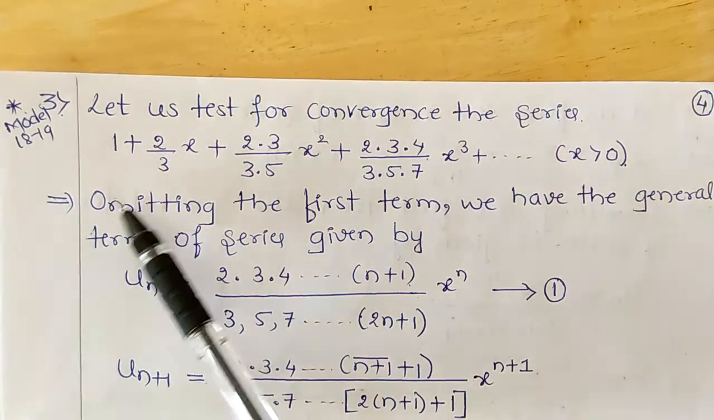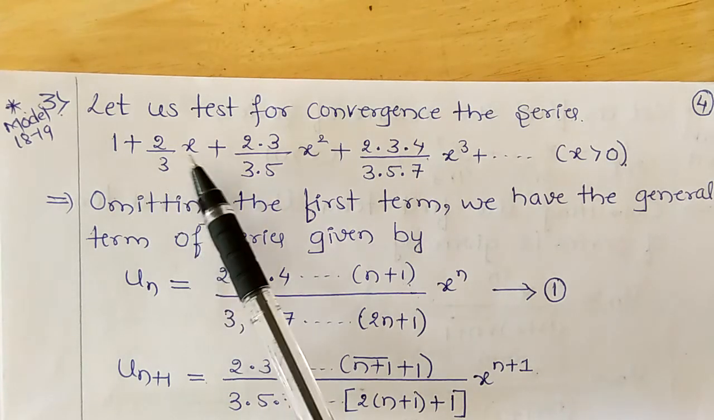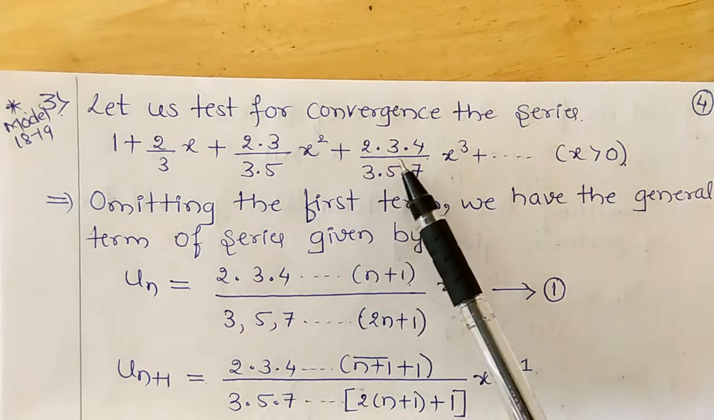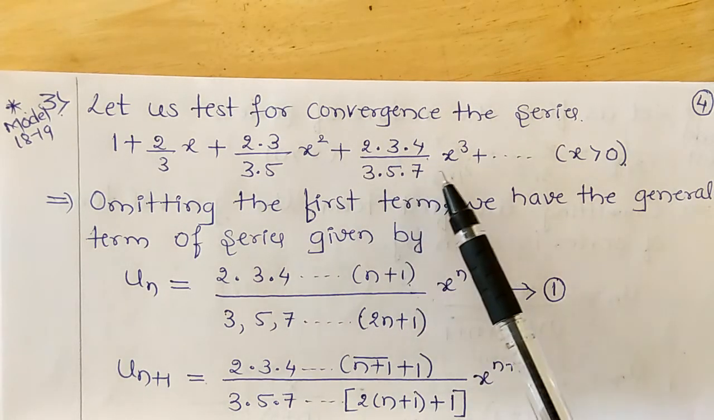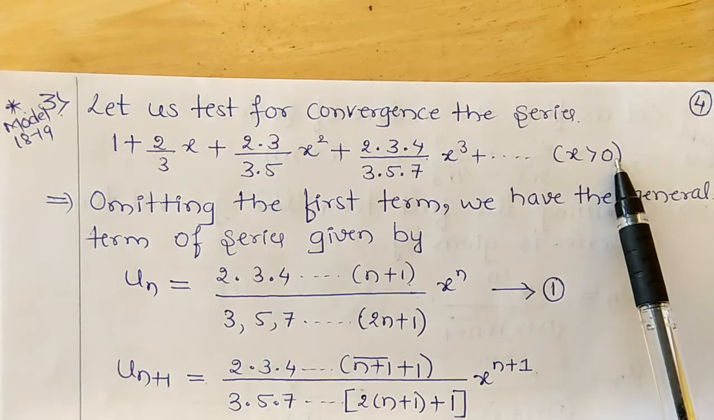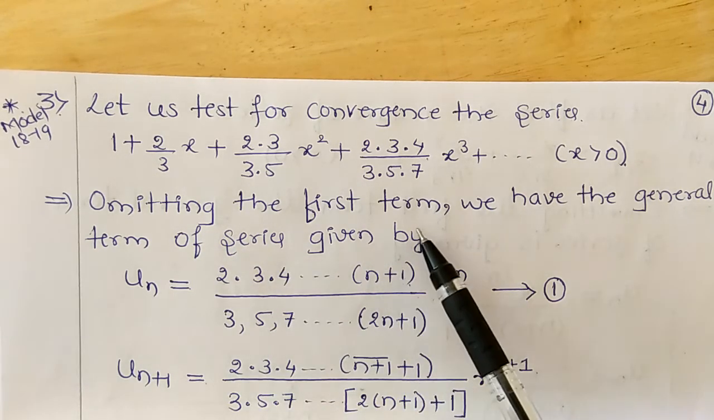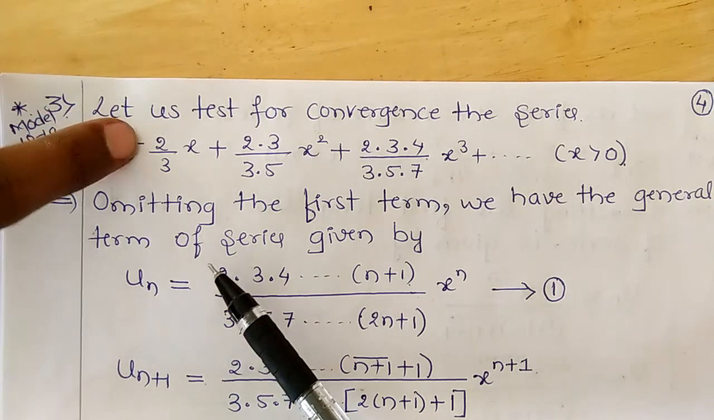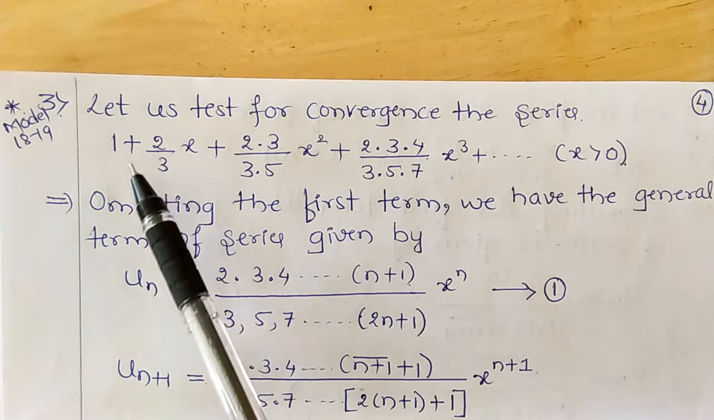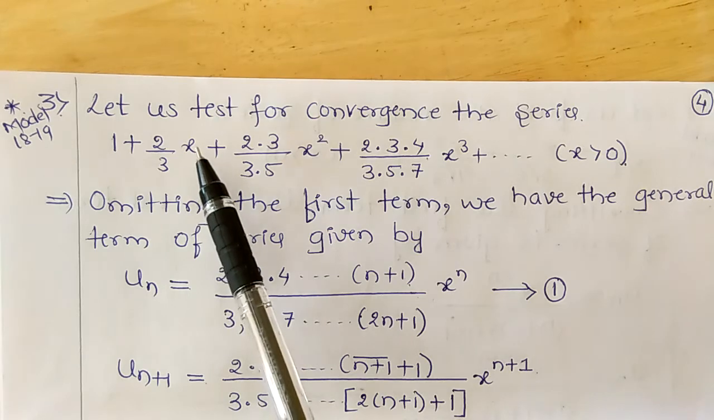Next example, let us test for the convergence of the series 1 plus 2 by 3 x plus 2, 3 divided by 3, 5 x square plus 2, 3, 4 divided by 3, 5, 7 into x cube plus and so on. If x is a positive value, omitting the first term, we have the general term of the series given by, meaning ignore the first term. Now 2 by 3 x is the first term.